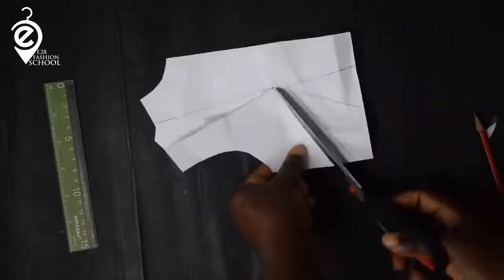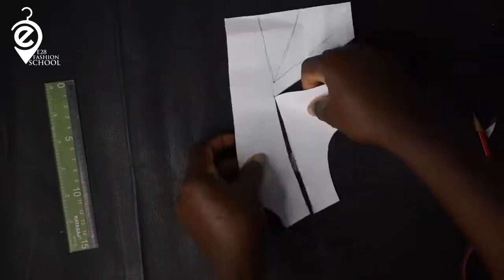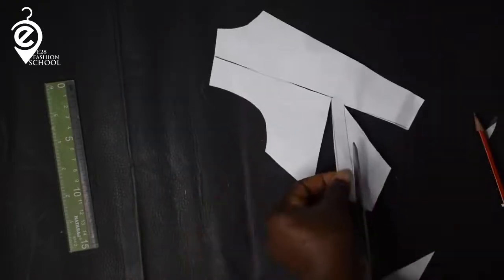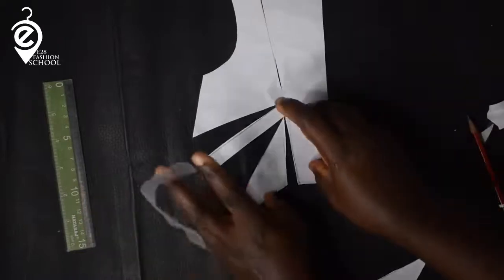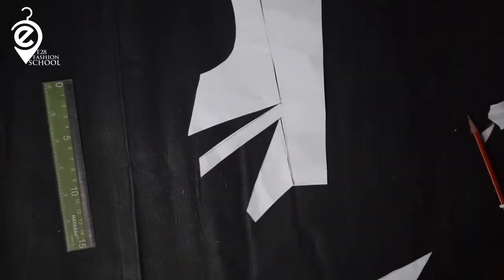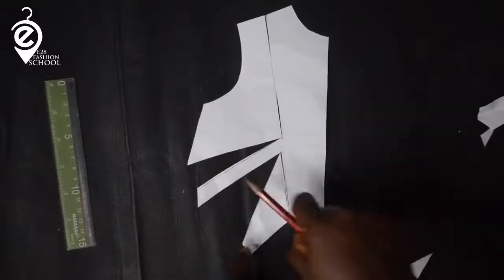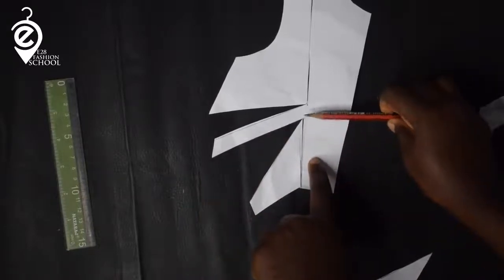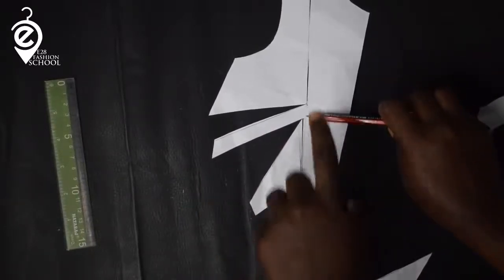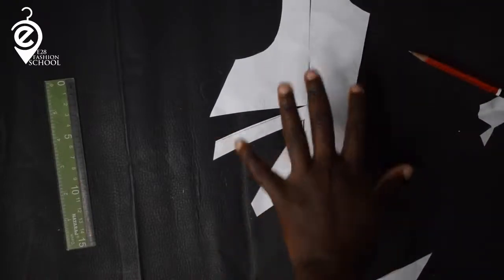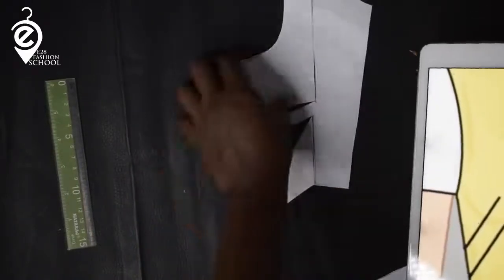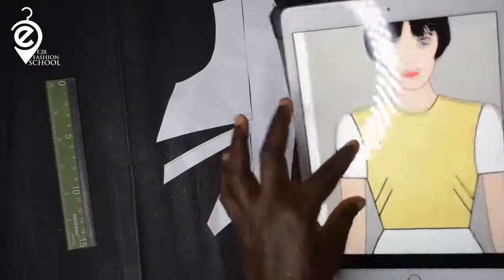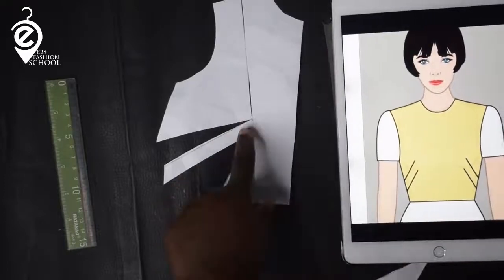I just transferred my shoulder dart to this, and then my waist dart to this. Now look at the dart points. Can you see it? It's horizontally, it's vertically. This pattern is actually for this. When you sew this, you will get this. Sorry, you will get this. So when you sew this, you should get this.